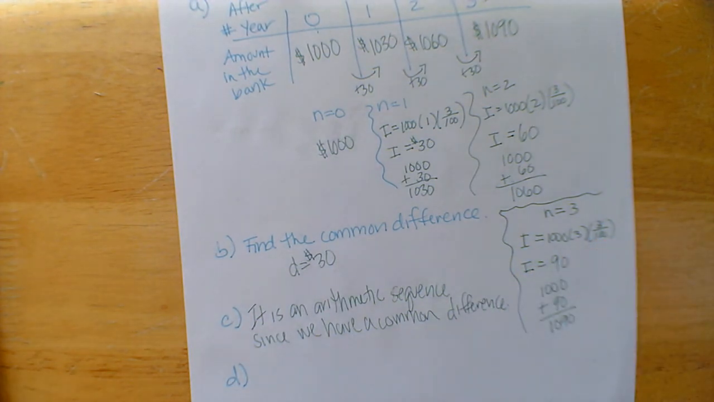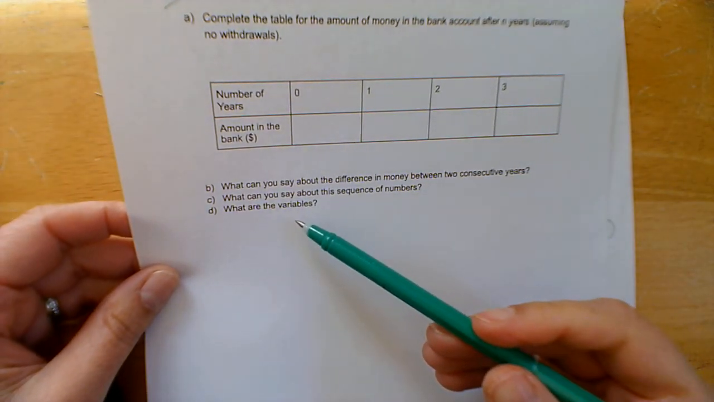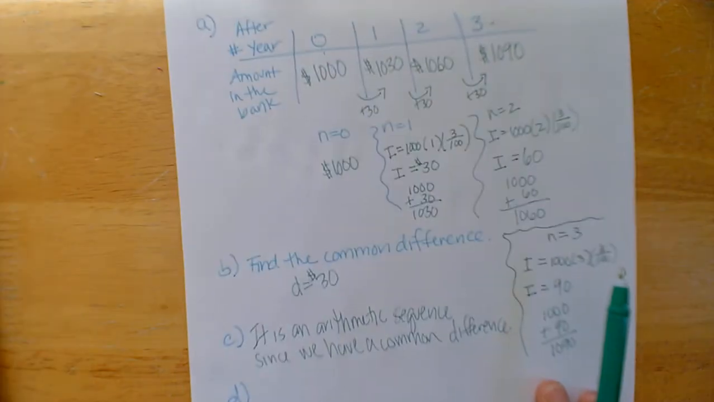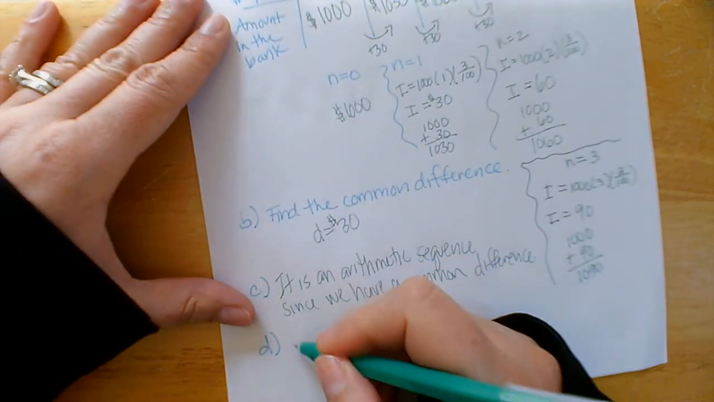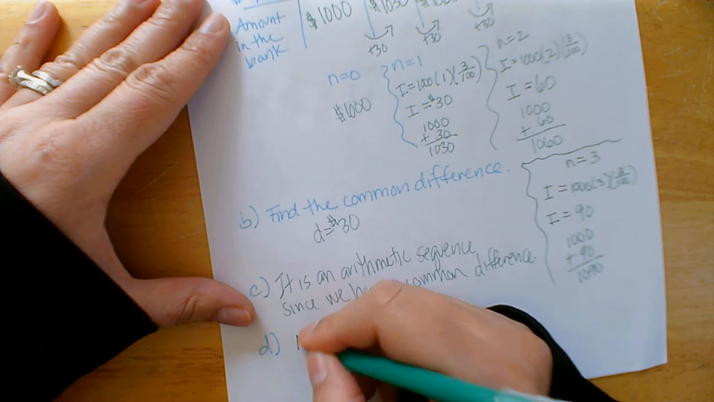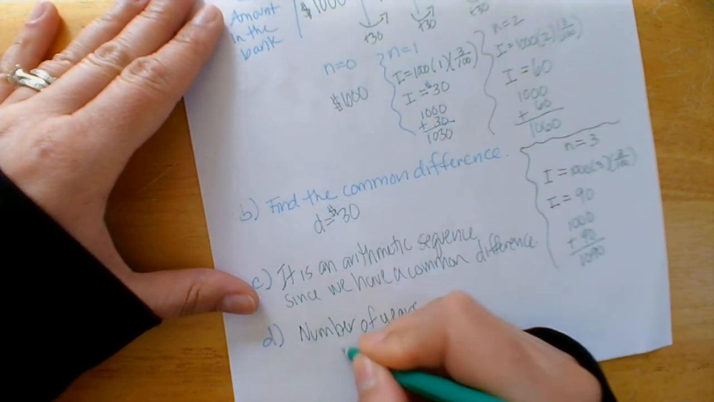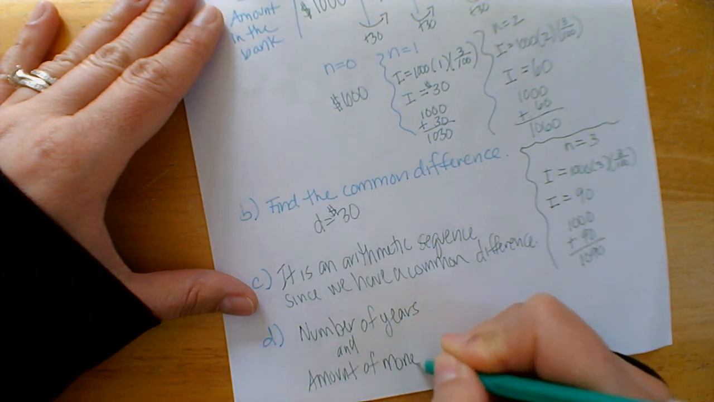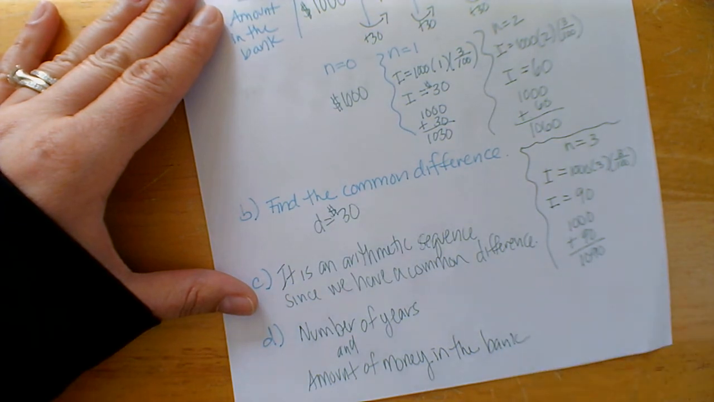And the last question that we're going to be answering, what are the variables? When you're looking for the variables, you're looking at which 2 things are reliant upon each other. And those are going to be the years and the amount in the bank. So our variables are going to be years, number of years, and amount of money in the bank. There we go. So here's our first variable and here's our second variable.